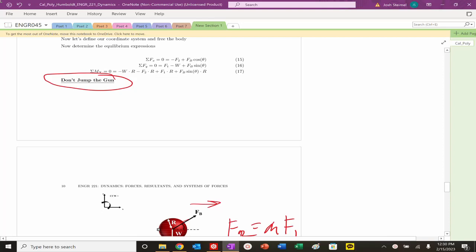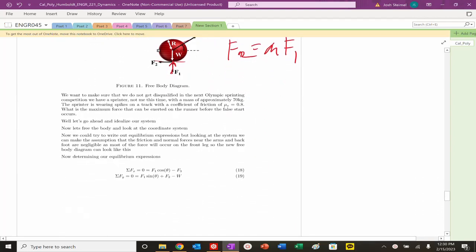All right, everyone, we are back, and we are going to solve one of our remaining problems, which is don't jump the gun. You've all probably seen some photos or pictures where we have a sprinter in a sprinting stance, and I want to make sure that we don't have any false starts, that we don't jump the gun, so we can make basically the next Olympics.